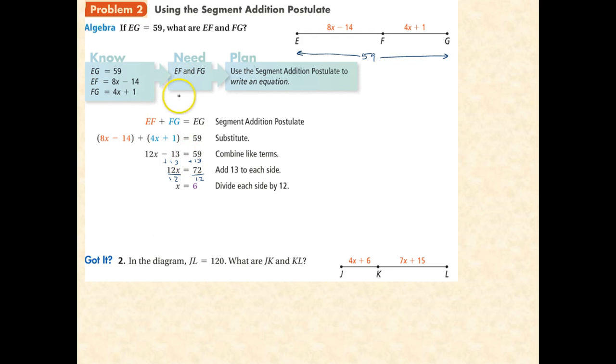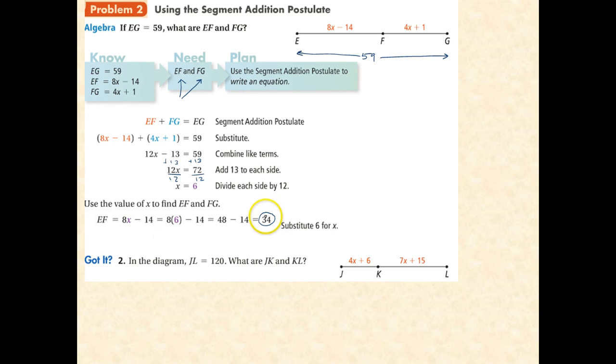Not quite, because we want to know the length of EF and the length of FG, not just what the x value is. So what do we need to do? We need to use the value of x to find those lengths. We're going to substitute a 6 in for x. So EF was 8x minus 14. I'm going to substitute a 6 in for x. 8 times 6 is 48, and 48 minus 14 is 34.